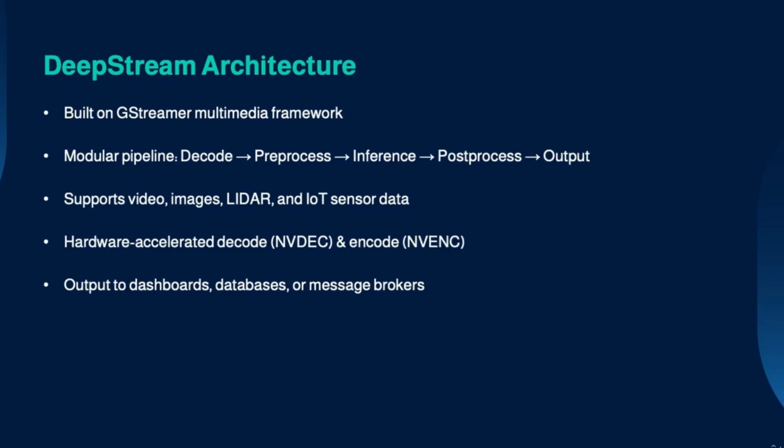Under the hood, DeepStream builds on the GStreamer framework, which means your AI pipeline is a sequence of pluggable elements. These elements handle decoding incoming streams, pre-processing frames, running inference, post-processing results, and sending output to the next stage. The SDK supports video streams, still images, LiDAR point clouds, and IoT sensor input. Using NVIDIA's NVDEC and NVENC hardware blocks, DeepStream can decode and encode streams with minimal CPU overhead. Finally, you can send your AI results to a dashboard, database, or message broker for further action.